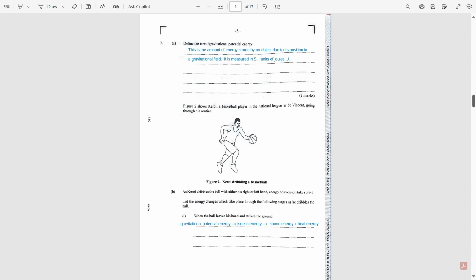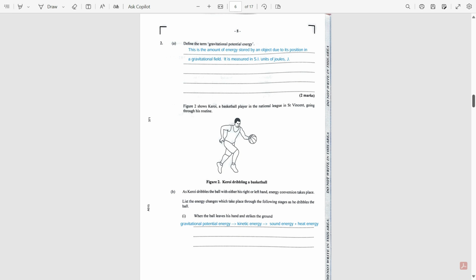Question 2. Define the term gravitational potential energy. This is the amount of energy stored by an object due to its position in a gravitational field. It is measured in SI units of joules. Figure 2 shows Keyroy, a basketball player in the National League in St. Vincent, going through his routine. As Keyroy dribbles the ball with either his right or left hand, energy conversions take place.